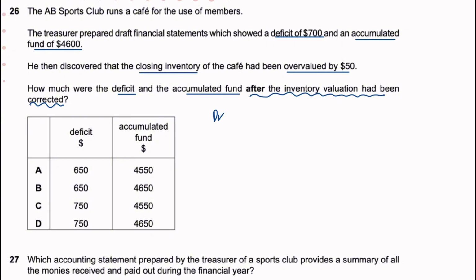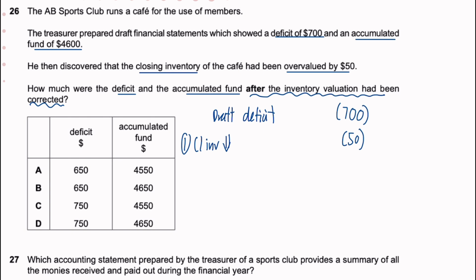Okay, so for this one you need to draw out the draft statement so you can see it. Deficit is negative, so we put the bracket beside it. Now we correct it. Closing inventory is overvalued, so now we need to reduce it by 50.